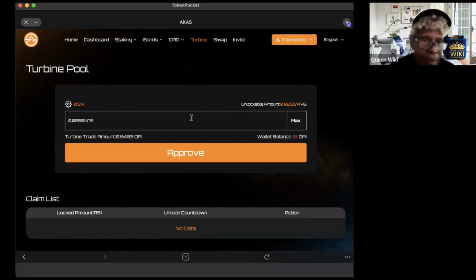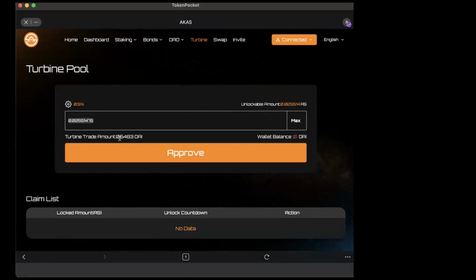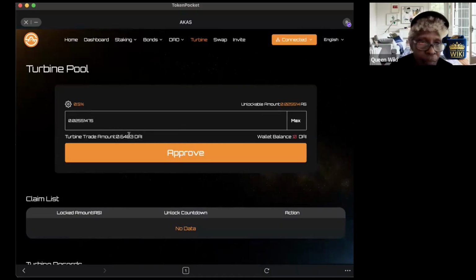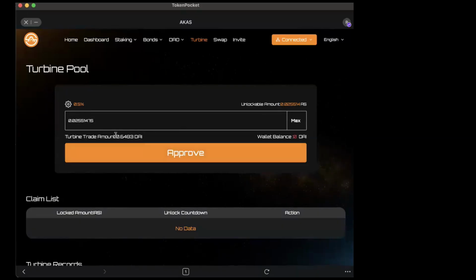Okay, let's say 10 AS token here. So the turbine trade amount will be 250. Once we approve the turbine, it will automatically use this 250 to purchase 10 AS token from the liquidity pool. So after we unblock this 10 AS token, we already have 20 AS token, 10 plus 10.